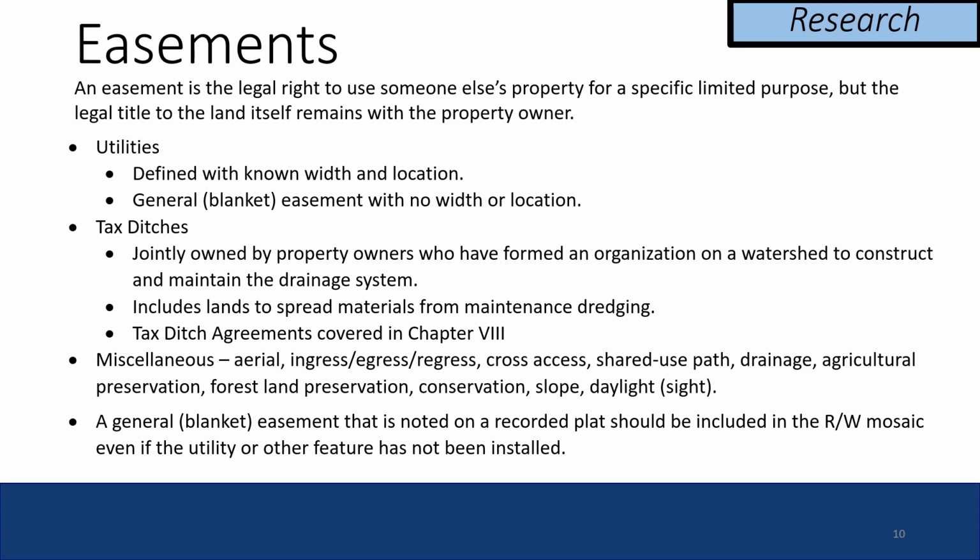There is more information on tax ditch agreements in Chapter 8. Miscellaneous easements include aerial, ingress, egress, regress, cross-access, shared use paths, drainage, agricultural preservation, forest land preservation, conservation, slope, and daylight or site easements. It should be noted that any general or blanket easement notes on a recorded plat should be included in the right-of-way mosaic even if the utility or other feature has not been installed. The easement will still exist until the recorded plan sunsets.